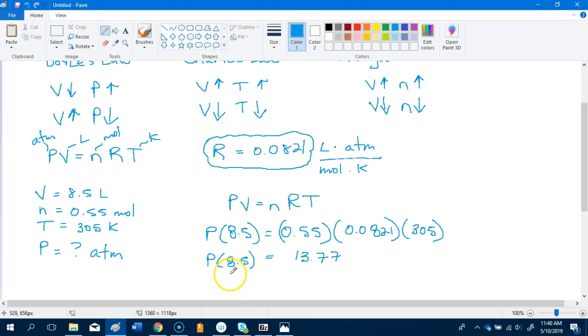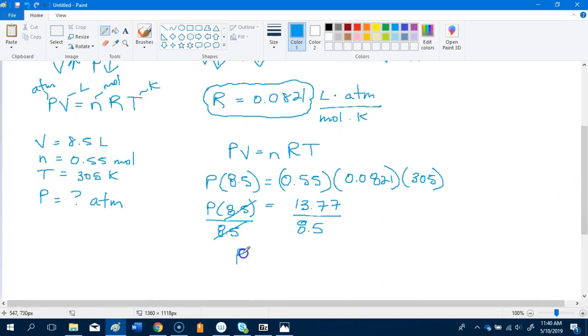We need to isolate the pressure, which means bringing 8.5 over to the other side by doing the opposite operation. We're multiplying here, so the opposite of multiplying is dividing. That cancels out, leaving us with the pressure, but whatever we do to this side, we also have to do to the other side algebraically. That leaves us with a pressure equal to 1.62 atmospheres.